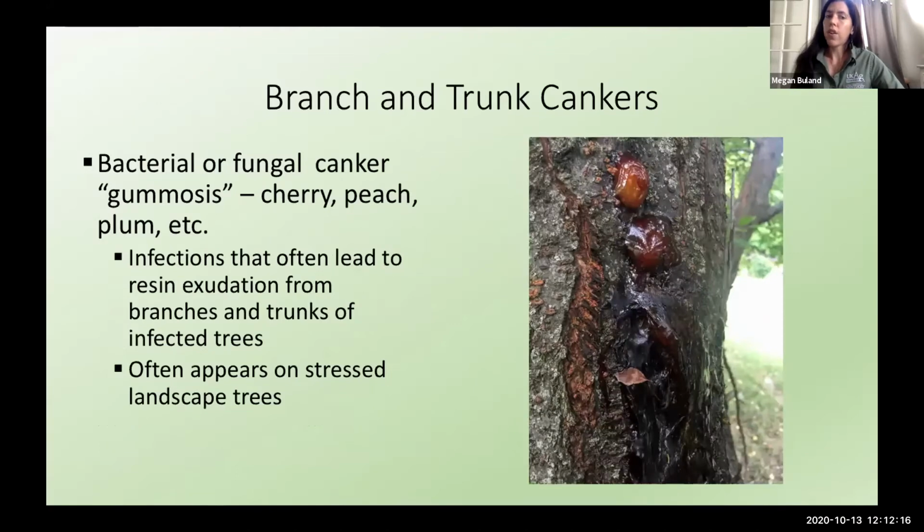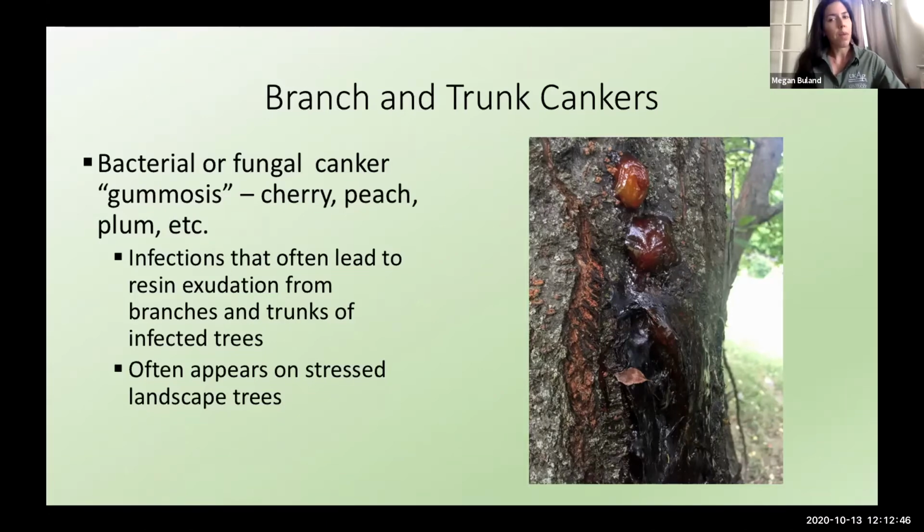A bacterial or fungal canker called gummosis is very common on a lot of our cherry, peach, and plum landscape trees. These infections often are characterized by a lot of resinous sap that flows from the branches and trunks of infected trees. You've probably seen this on cherry trees or plum trees in our area. It's pretty common. And it's very common on stressed landscape trees in these groups.